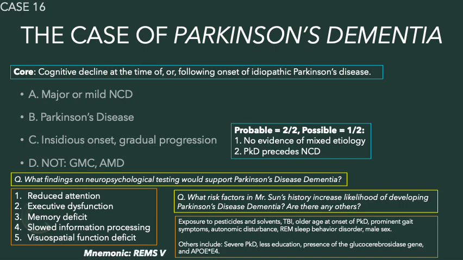The mnemonic to remember the neuropsychological testing findings supporting the Parkinson's disease dementia diagnosis is REMS V, and it stands for reduced attention, executive dysfunction, memory deficit, slow information processing, and visual spatial function deficits.